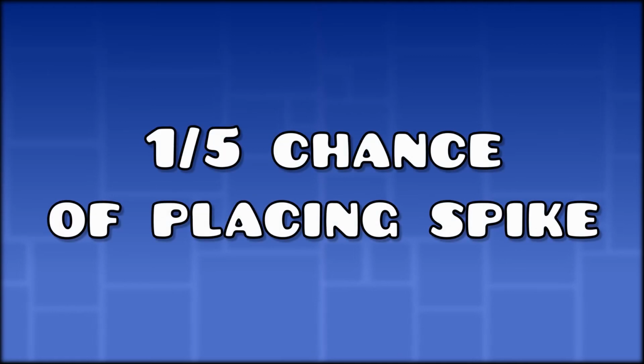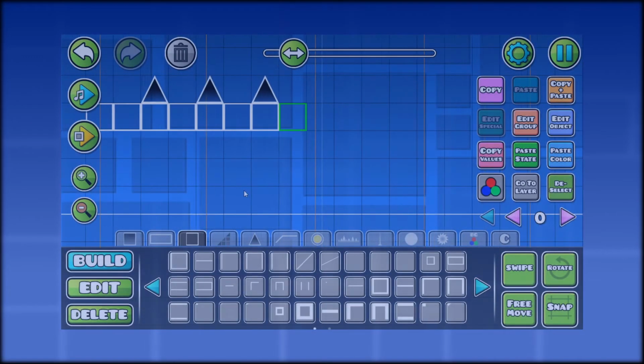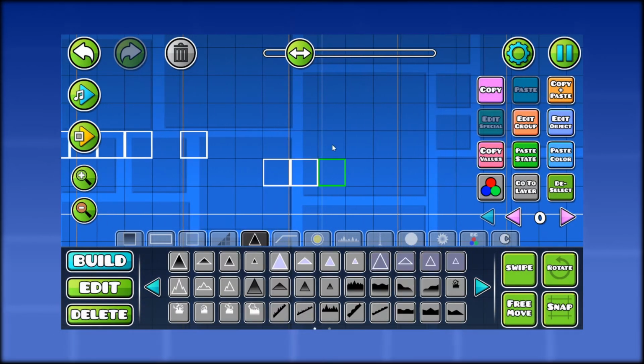So how I did this is every time a block is placed, there's a 1/5 chance that a spike will be added on top of it. When the program adds a spike, it takes the current block x value and just subtracts 68 from the y value, which will place it above the block. So we just created our first chunk.